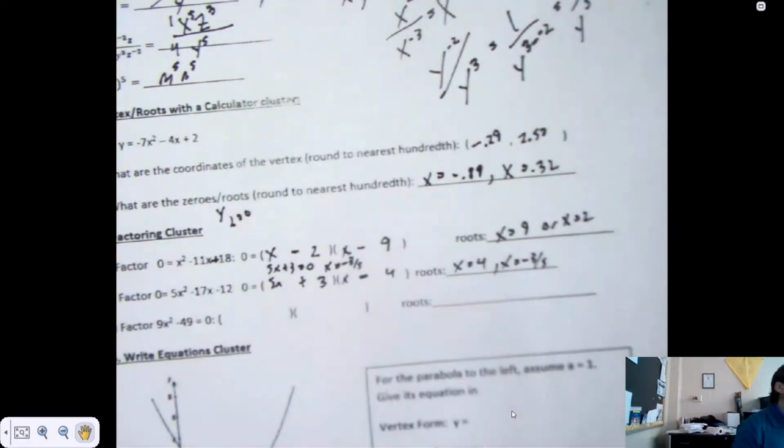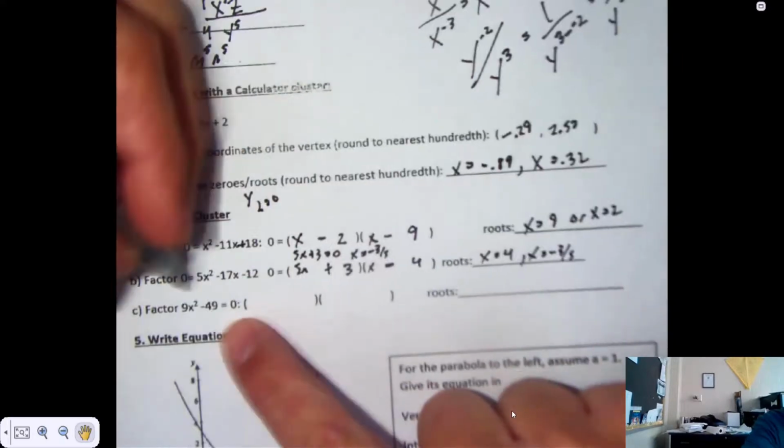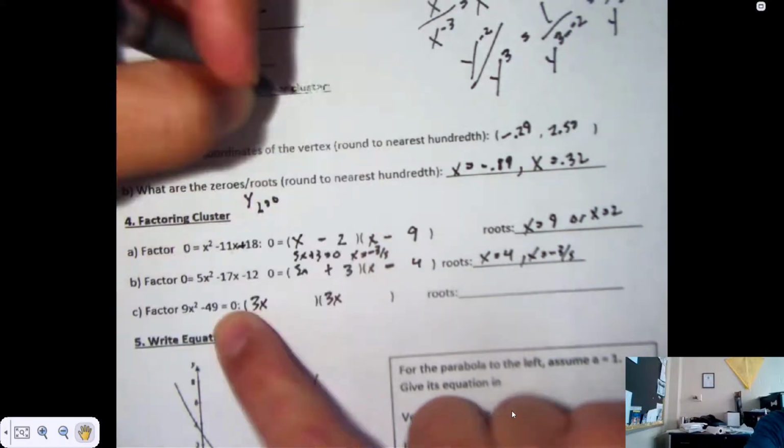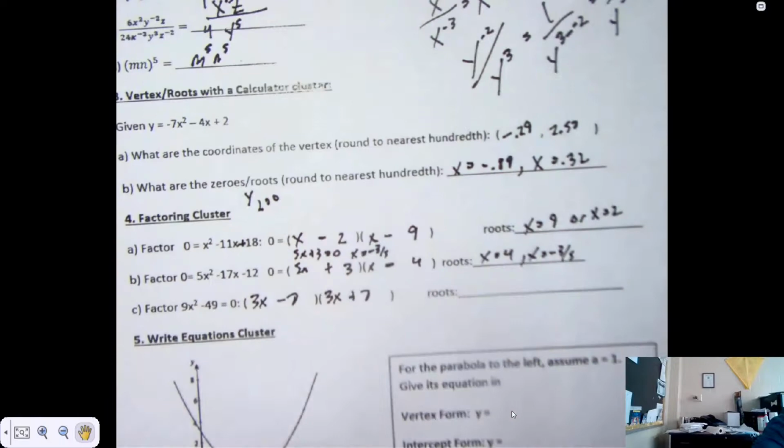Then you got the last one, which is a very special pattern. It's a difference of 2 squares, an a squared minus b squared pattern. The square root of 9x squared is 3x. It takes a 3x and a 3x. The square root of 49 is plus and minus 7. All you do is you take the square roots of both pieces and you got it factored.